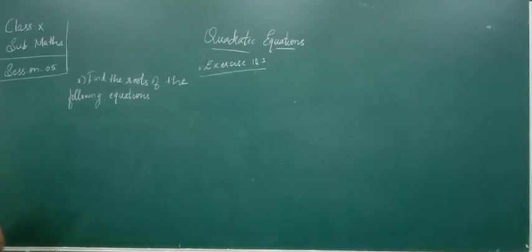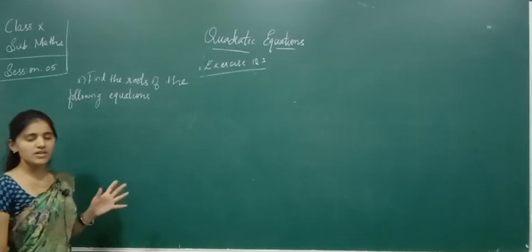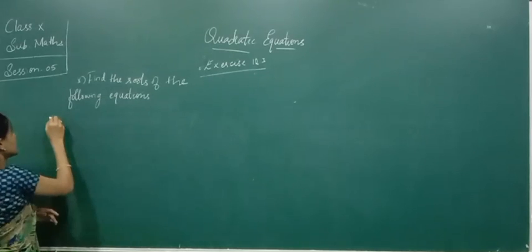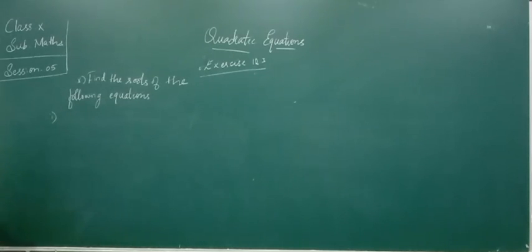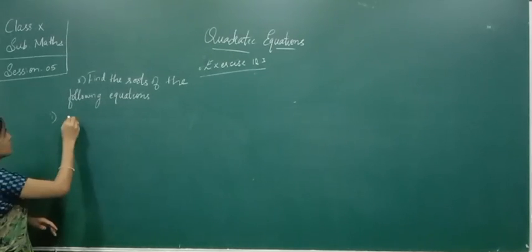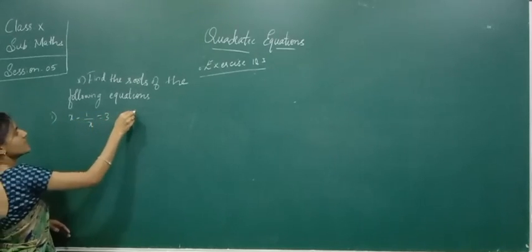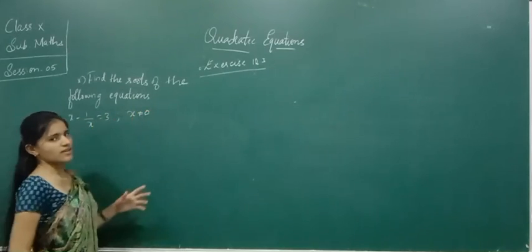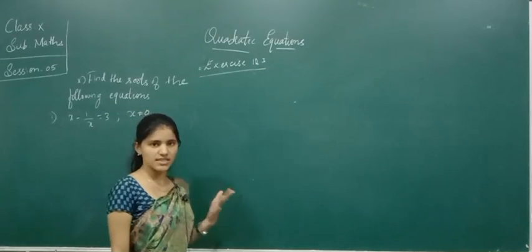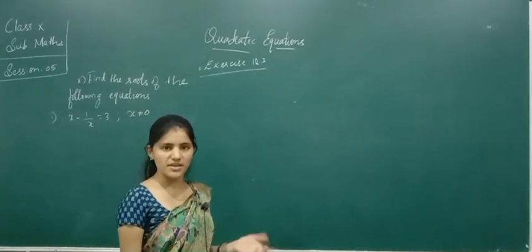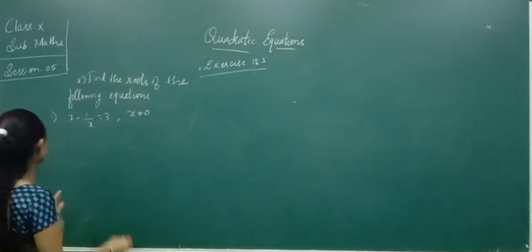The choice is going to be ours. Okay, now what we'll do is we'll solve one problem by the quadratic formula and the other by a factorization method. Okay, let us see the first one. What is that? x minus 1 by x is equal to 3. The condition is that x should not be equal to 0. They haven't mentioned any particular method. Okay, we'll choose the method of our wish. Okay, start solving.